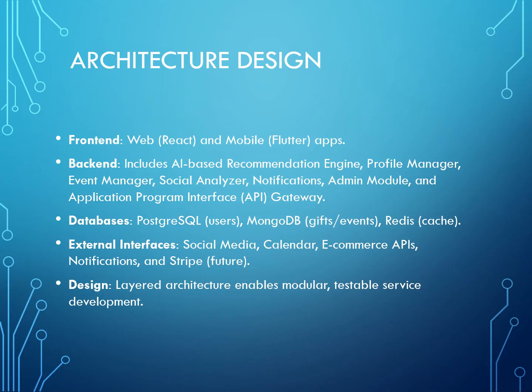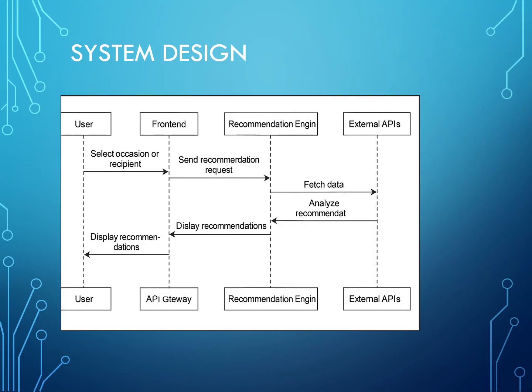For database, we have the various databases that will be used, such as Redis for cache, Mongo database for gifts or events. External interfaces, such as social media platforms, calendars, e-commerce APIs, notification, Stripe. Design will be a layered architecture which enables modular and testable service development. Here is an overview diagram of the system design for GIF Insight.